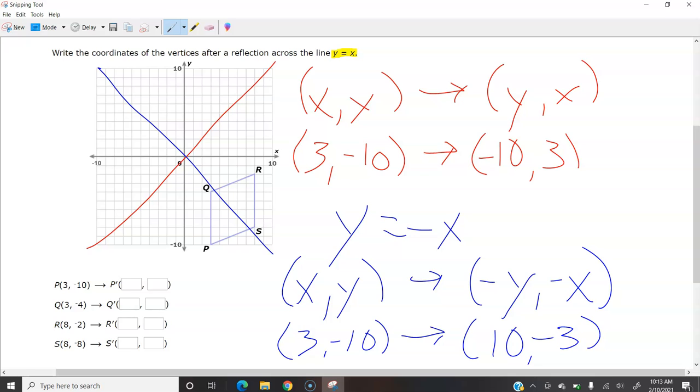Okay? Hopefully that clears up some stuff for you guys. Try this out, okay, with the IXL. Hopefully you guys can get to that blue ribbon with this help. All right?